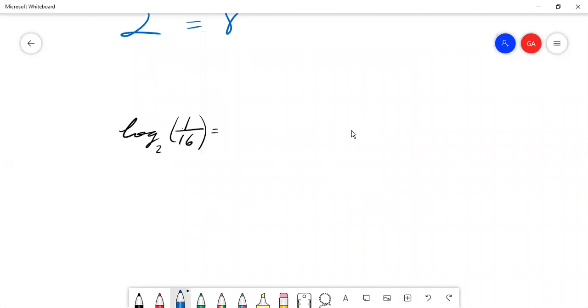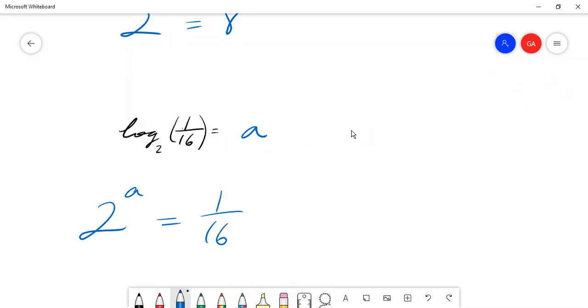How would I find the answer to this log? Again, I'm going to follow the exact same steps. I'm going to call the right-hand side A, some number A, and the base is 2. Now I'm going to write it as an exponential. The log spits out the exponent, so 2 to the A, and the log eats the right-hand side of the exponential. So 2 to the A is 16.